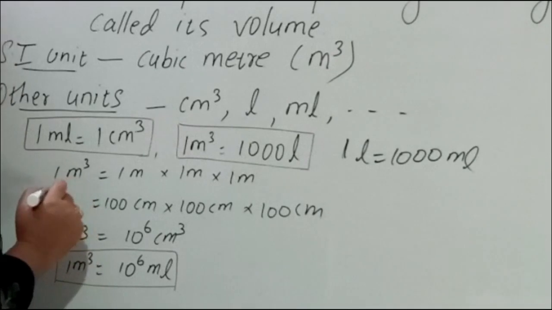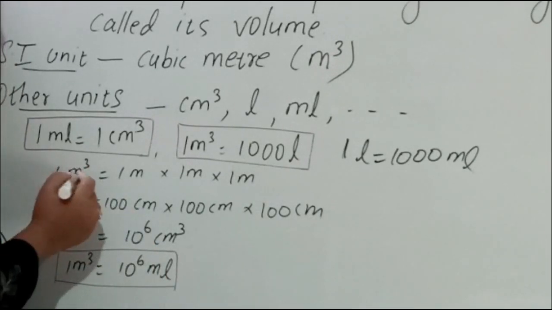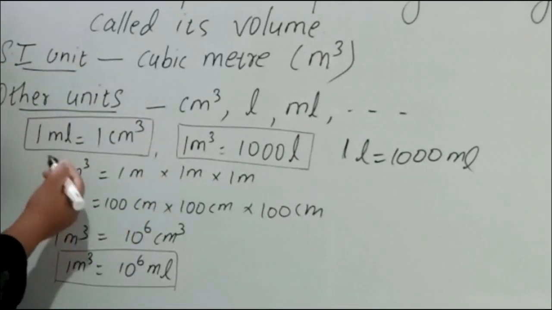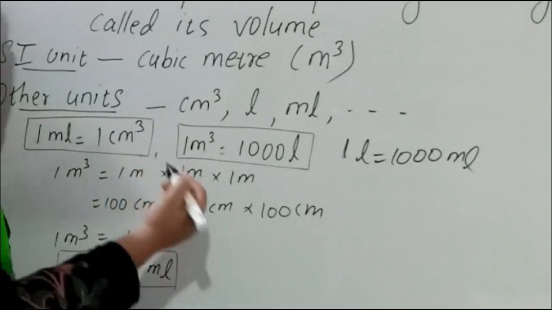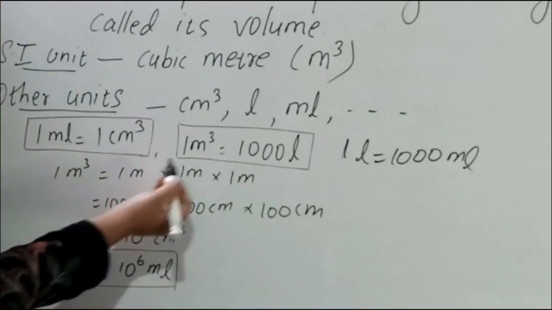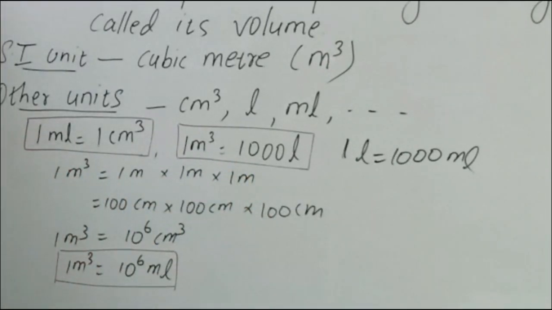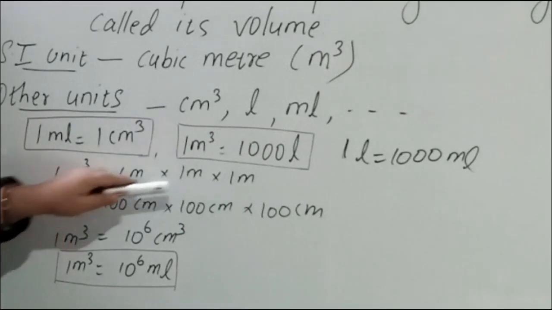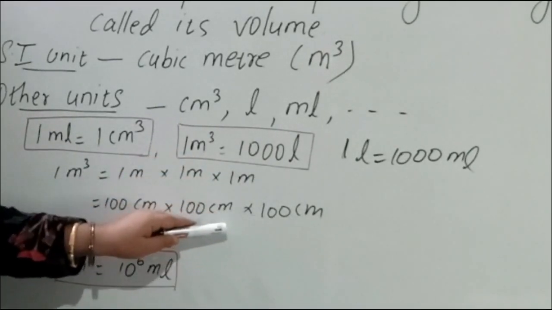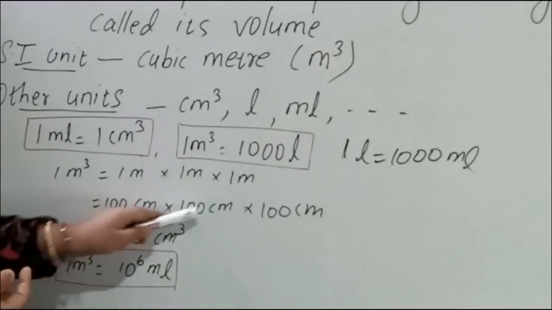Suppose we find the relation between cubic meter and cubic centimeter. 1 cubic meter means what? Cubic means 3 times multiply. 1 cubic meter is 1 meter into 1 meter into 1 meter. 1 meter is equal to 100 centimeter. So 100 into 100 into 100 is 10 lakh, that is 10 to the power 6 cubic centimeter.